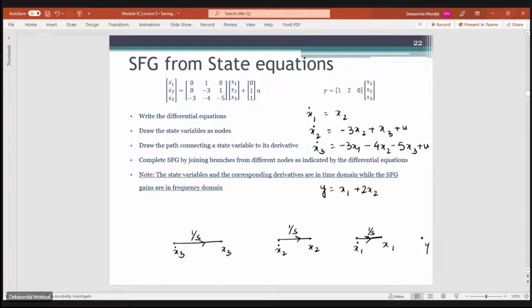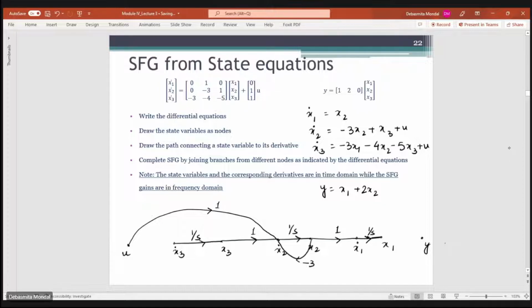Then you will have an output y somewhere over here and an input u somewhere over here. Then simply from these equations, you will draw the signal flow graph. From the first equation, x1 dot equals x2, so you will connect these two nodes and the gain will be 1. For x2 dot, you have minus 3 into x2, so there will be a path with gain minus 3. Then you have plus x3, so you connect these two with gain 1, and u comes directly over here with a gain of 1.